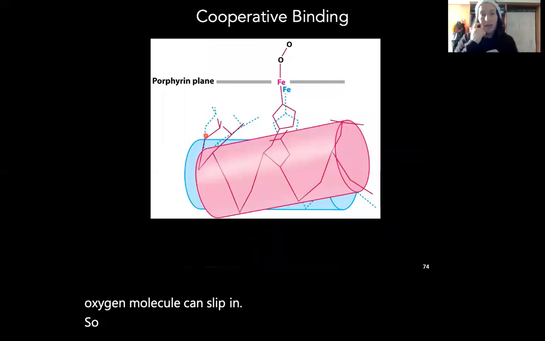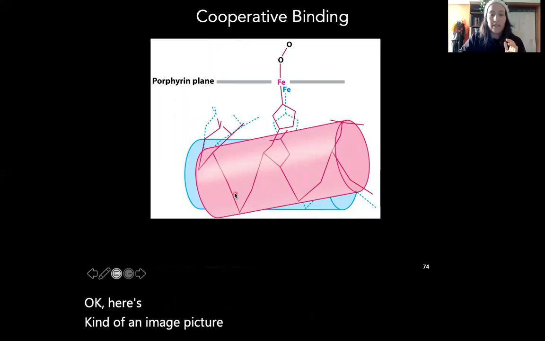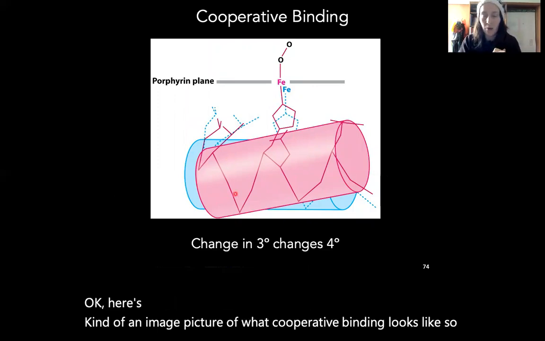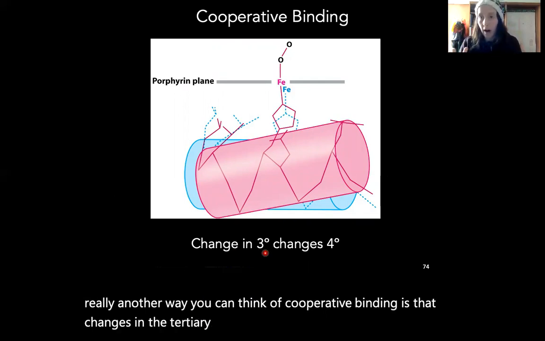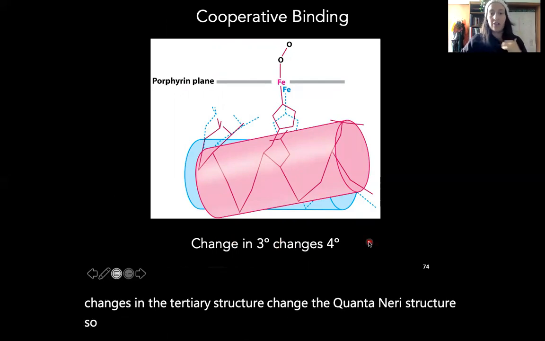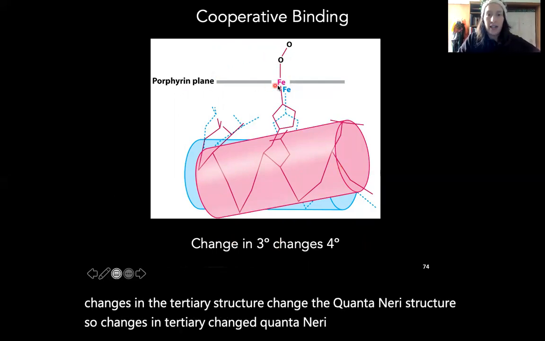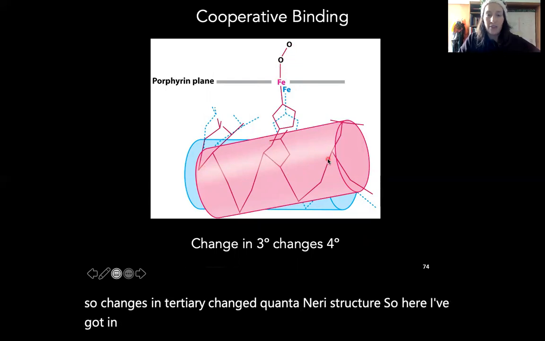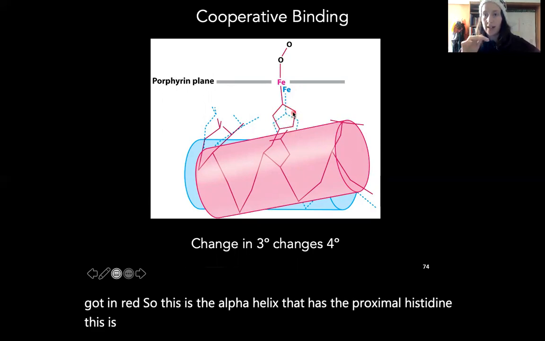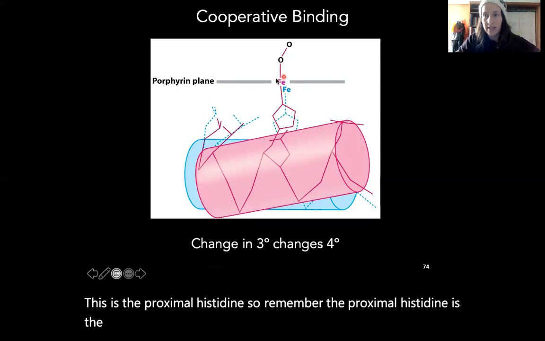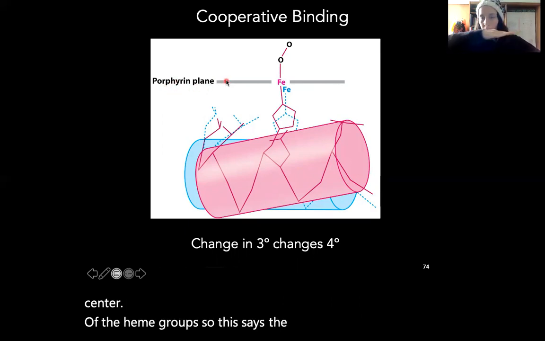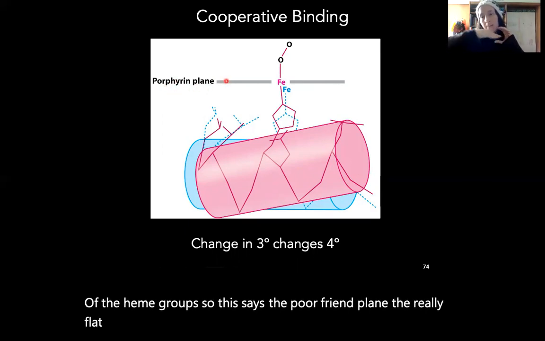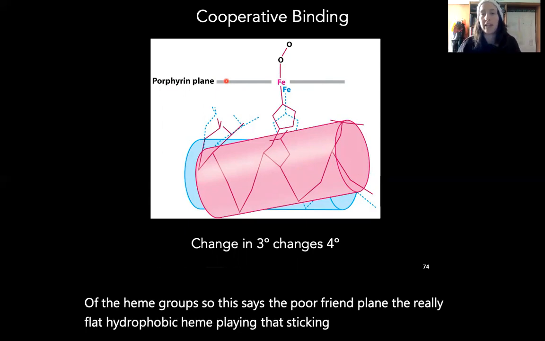Okay, here's a picture of what cooperative binding looks like. So really, another way you can think of cooperative binding is that changes in the tertiary structure change the quaternary structure. So changes in tertiary changed quaternary structure. So here I've got in red, this is the alpha helix that has the proximal histidine. This is the proximal histidine. So remember, the proximal histidine is the one that's in very close proximity to that iron center of the heme group. So this is the porphyrin plane, the really flat, hydrophobic heme plane that's sticking inside that hydrophobic cavity of the different subunits.